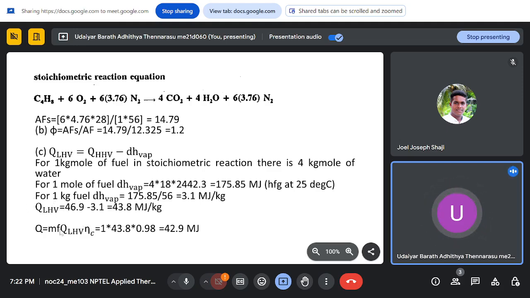So using this is the calorific value. So Q is mass of fuel into calorific value into combustion efficiency. You're using the QLHV value here. So mass of fuel is 1, and QLHV, because this is written in terms of kg, is per kg how much heat is generated. So 43.8 into the combustion efficiency of 0.98 gives you 42.9 megajoules.